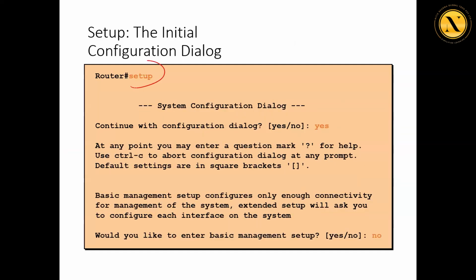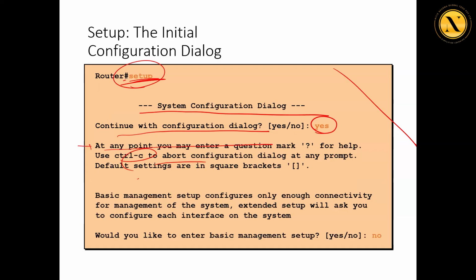Now, if you deliberately want to get into setup, you can go to the privilege mode and type setup, right? System configuration dialog. This we have done, I think. Now it's going to give you some information. It is going to tell you, can we continue with the configuration dialog? Yes or no? You type here. And then at any point, you may enter question mark for help, Control-C to abort. Default settings are given in the square brackets like this.